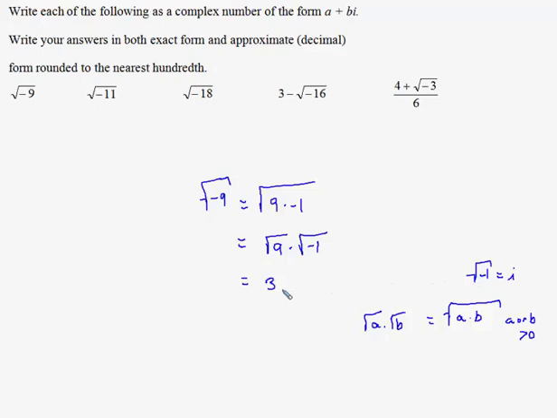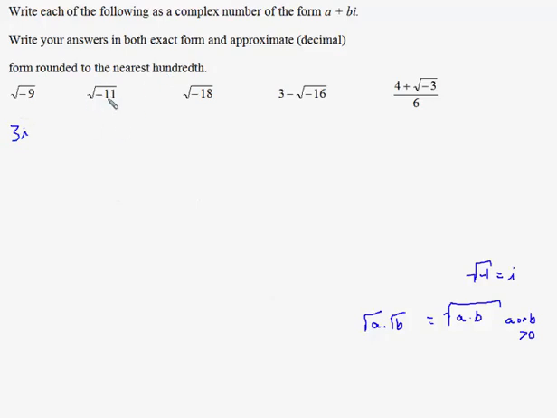Now we know that the square root of 9 is 3, and by definition the square root of -1 is i. So this may not look like it's in a plus bi form, but indeed it is. In fact, I would think of 3i as nothing more than 0 plus 3i. So the real part of my complex number, a, would be 0, and my imaginary part, b, in my case is 3. So the answer to this one is simply 3i. No need to go to my calculator because 3 is an exact number, so no need to round to the nearest hundredth.